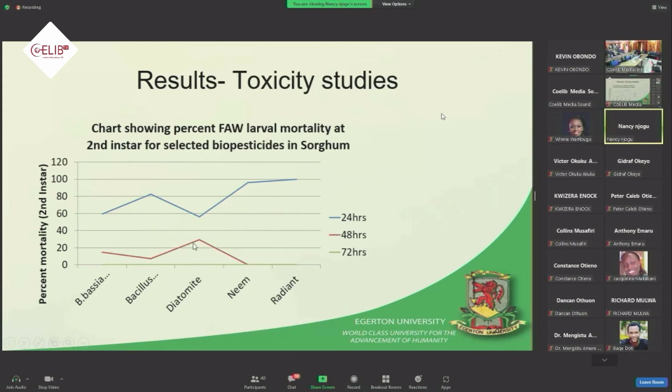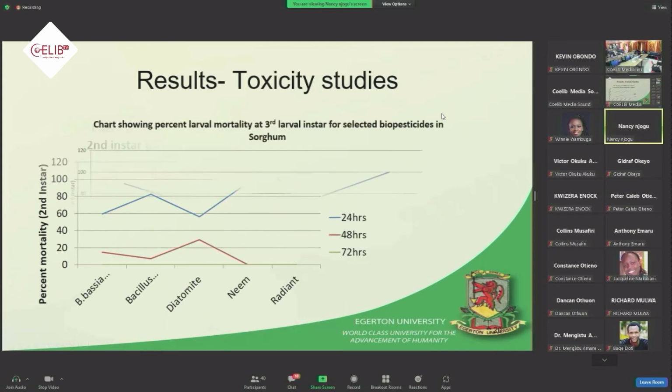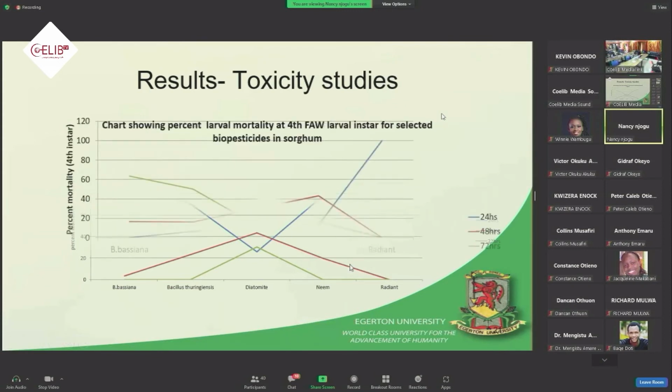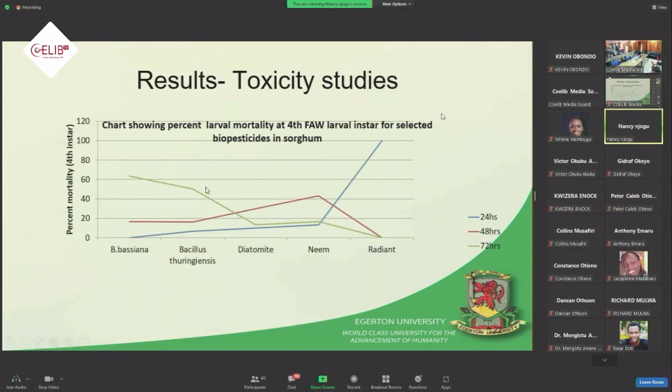And for the biopesticides, second chart, the third instar larvae is also well controlled within the 24 hours. But for diatomite, it only worked after 48 hours. That is where you have the range. And this one is also for the fourth instar. It was very difficult to control, as you can see.